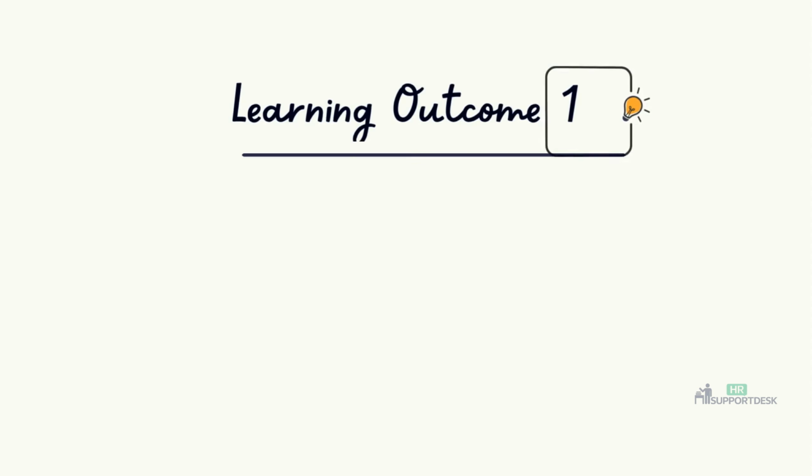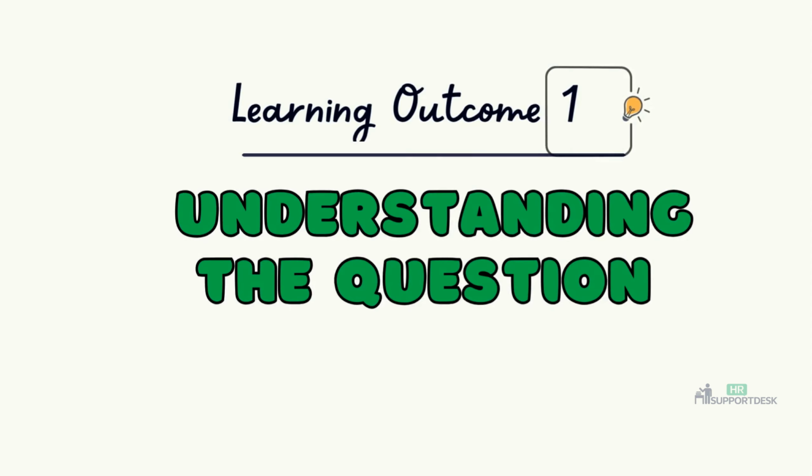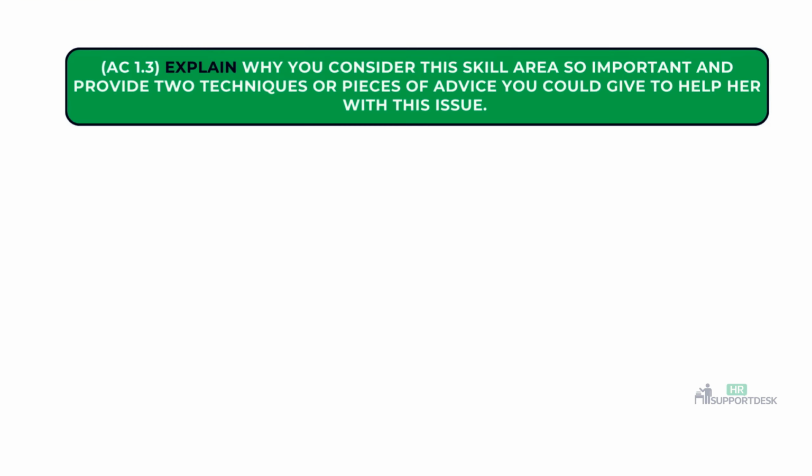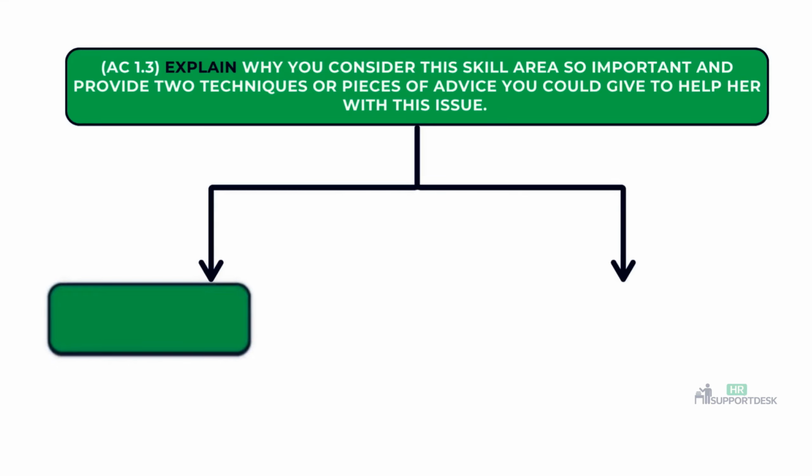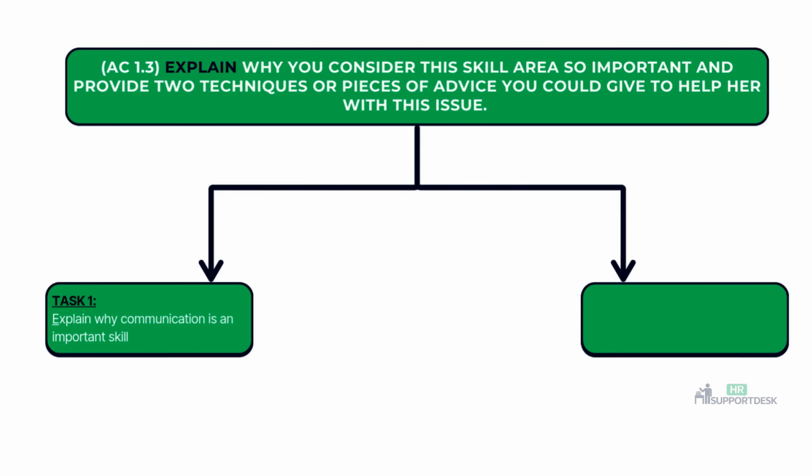We will start by exploring what this question is really asking and what you need to focus on in your response. In this assessment criterion, you are required to achieve two key tasks. First, explain why communication is an important skill, and second, recommend two techniques, or give Monique solid advice on how she can contribute confidently in a manner that is both clear and informed.